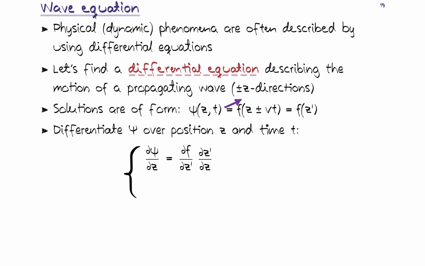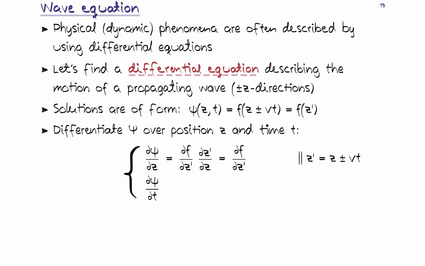Okay, so we know how to calculate this partial derivative of z prime with respect to z. If the functional form is this, we know that definitely that equals unity, so that we are left with the partial derivative of f with respect to z prime. So in essence, we recall this relation between z prime and z and t, so that when we calculate the partial derivative of z prime, we see that of course we have unity in here. Now let's do the same, but now we differentiate with respect to time.